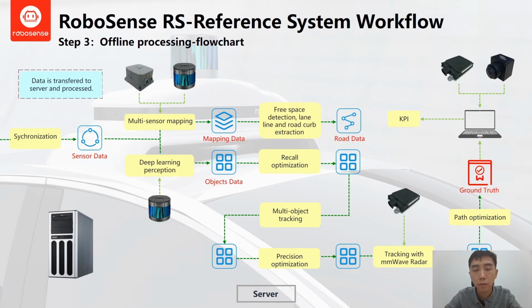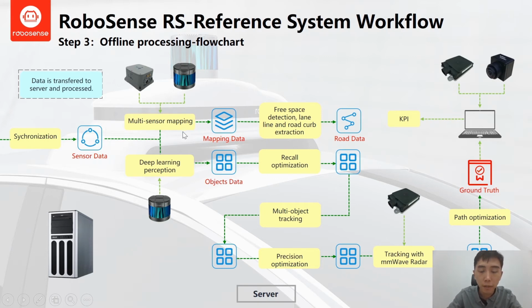Okay, so after the data is collected, this data will be transferred to the offline server. Here we will do all the offline processing to generate the ground truth data. Here is a flowchart of this offline processing. Basically we are doing two different jobs. The first part is the multi-sensor mapping, and the other one is the perception part, object detection and so on.